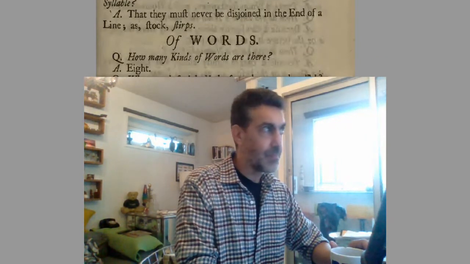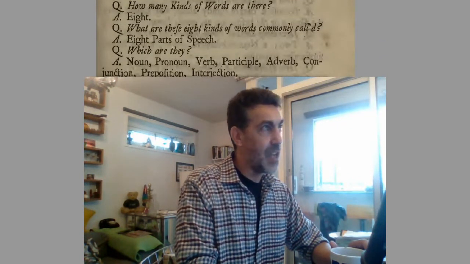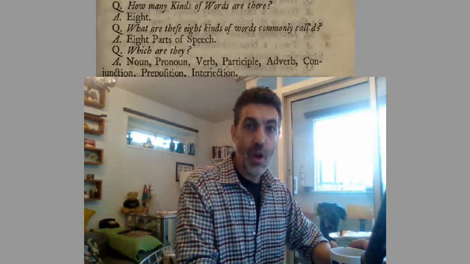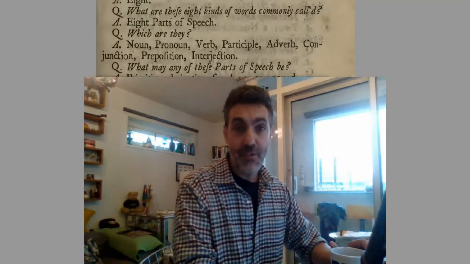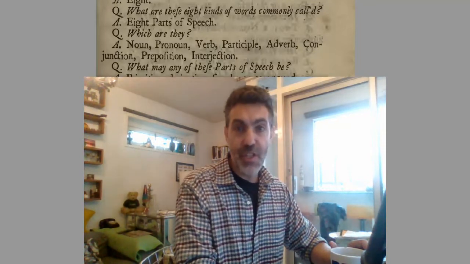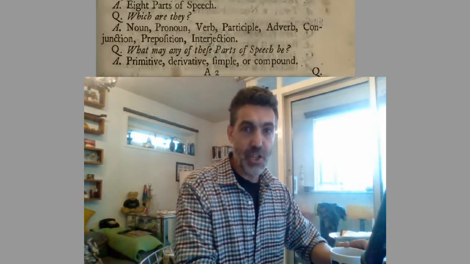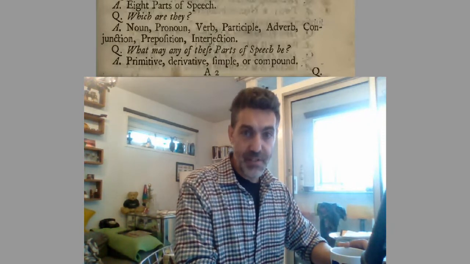Of words. How many kinds of words are there? 8. What are these 8 kinds of words commonly called? 8 parts of speech. And which are they? Noun, pronoun, verb, participle, adverb, conjunction, preposition, interjection. What may any of these parts of speech be? Primitive, derivative, simple, or compound?